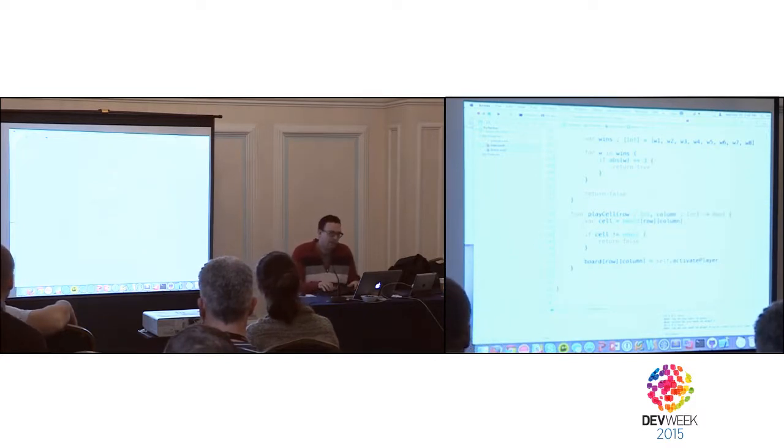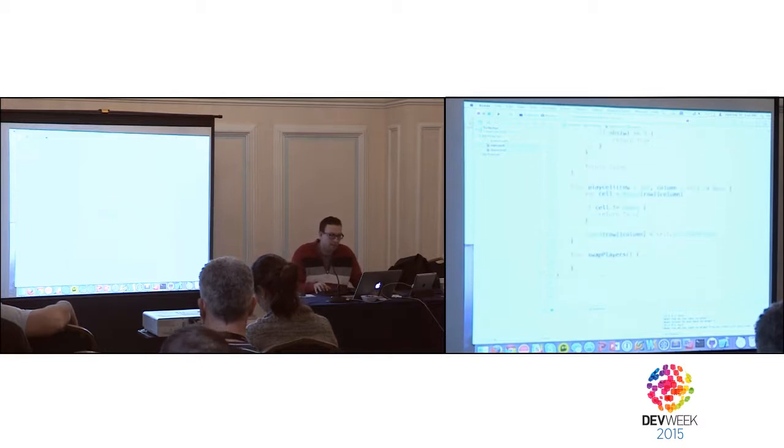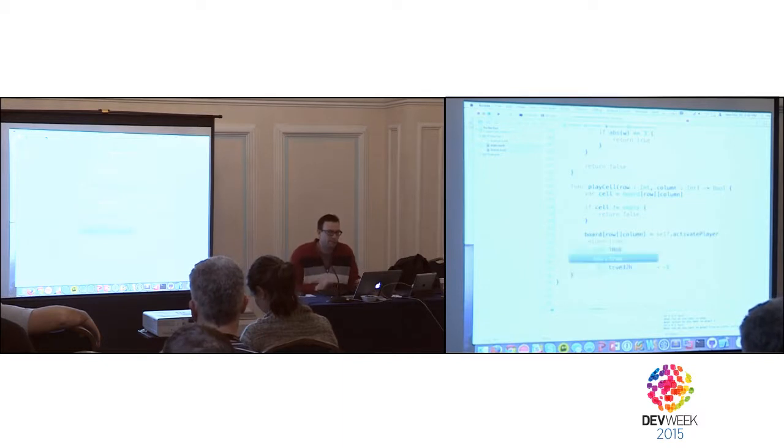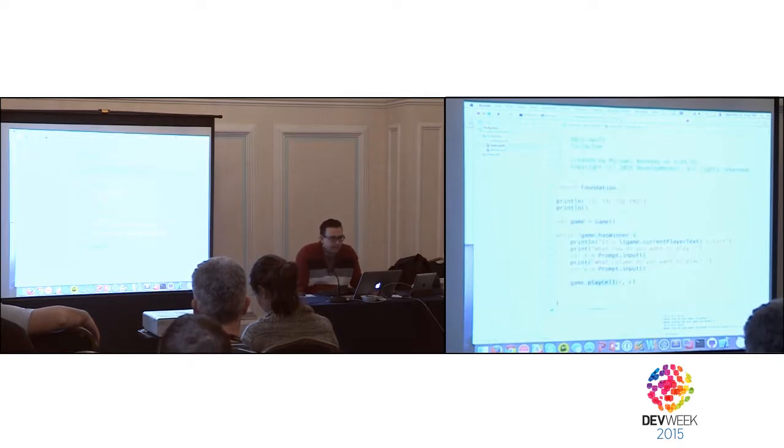And while I'm down here, let's write another one, func swap players. That can be void, so it looks like this. Let me make that bigger. Self.active player equals -1. Right? 1, -1, 1, -1, 1, -1. Good. This is actually unhappy still. Good? Good. Okay, so let's go back to our game here.